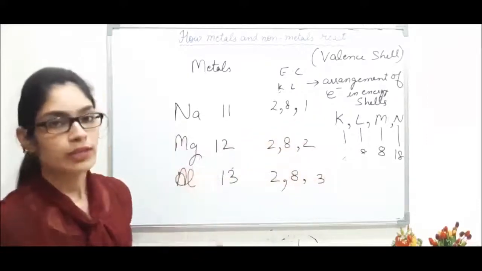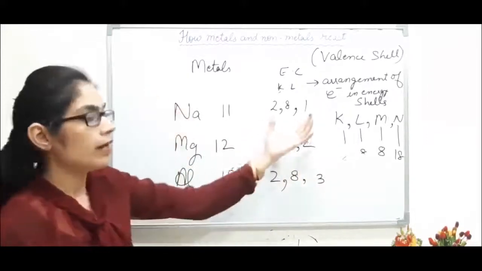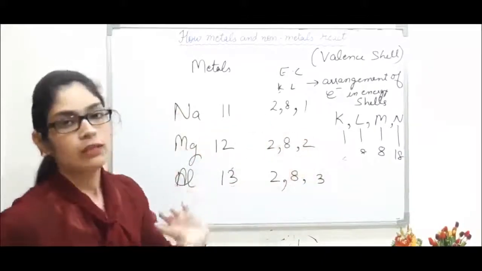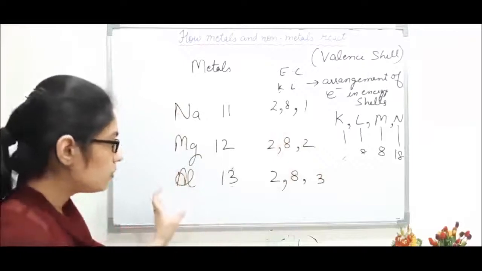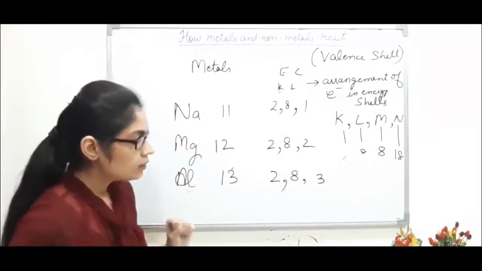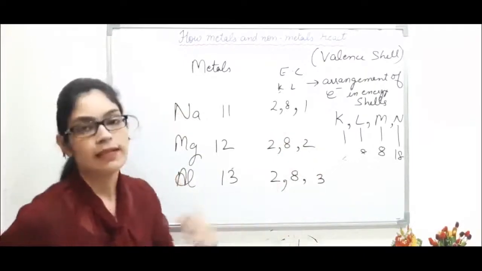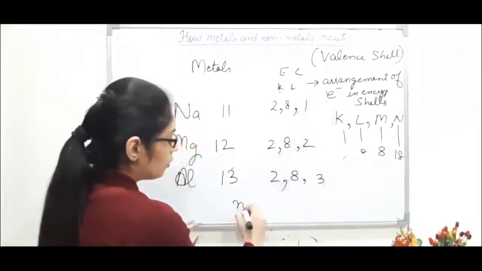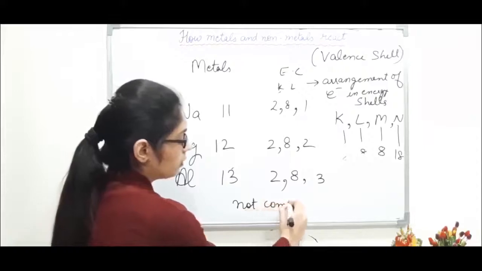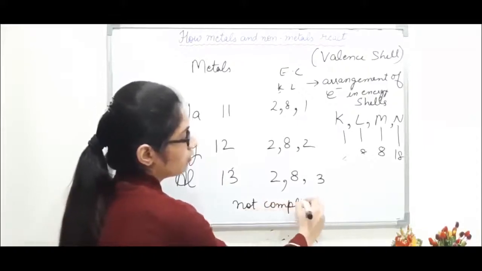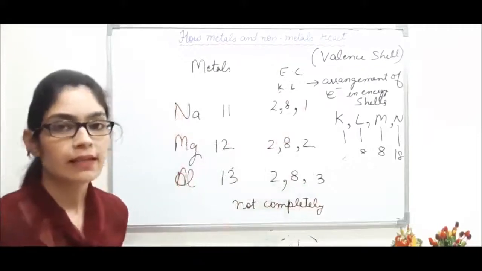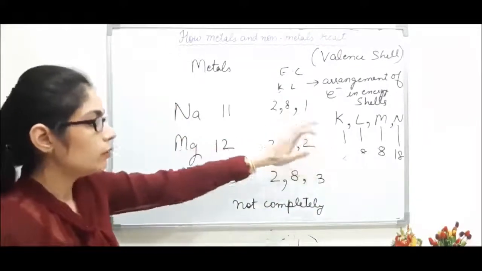So now if we see 1, 2 and 3. In valence shell, in case of sodium, 1 electron is there. In case of magnesium, in valence shell, 2 electrons are there. And in case of aluminium, in valence shell, 3 electrons are there. So these valence shells are not completely filled, because each of the valence shells needs 8 electrons, but here we have 1, here 2 and here 3.